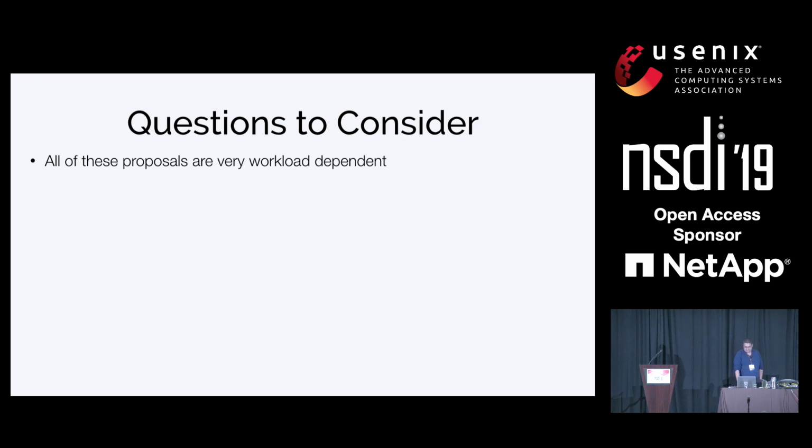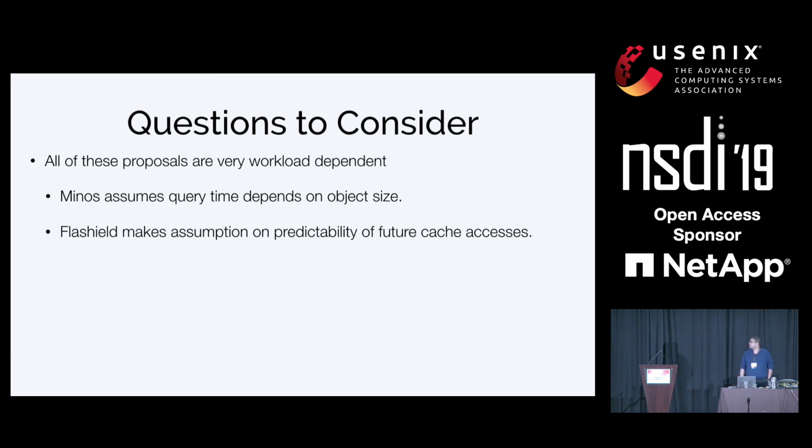OK, so finally, when you're thinking through these papers, there are some questions that you might want to consider, the main one of which is all of these techniques are rather workload dependent. So if you think about MINOS, it depends on the fact that there is this distribution of sizes, and sizes affect runtime. If you think about FlashShield, there's this assumption that you can predict future caches.